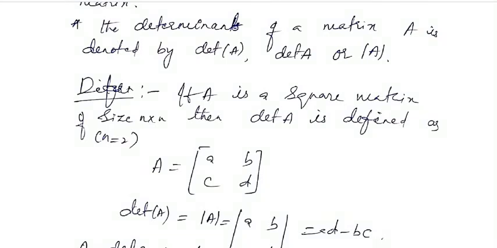The determinant of a matrix is denoted by det A or within single vertical lines, the modulus of A. So we read it as determinant of A. If we have a square matrix of size n cross n, then what is its determinant? Here I'll take a 2 cross 2 determinant, which is a square matrix whose order is 2. So A is equal to [a, b; c, d].